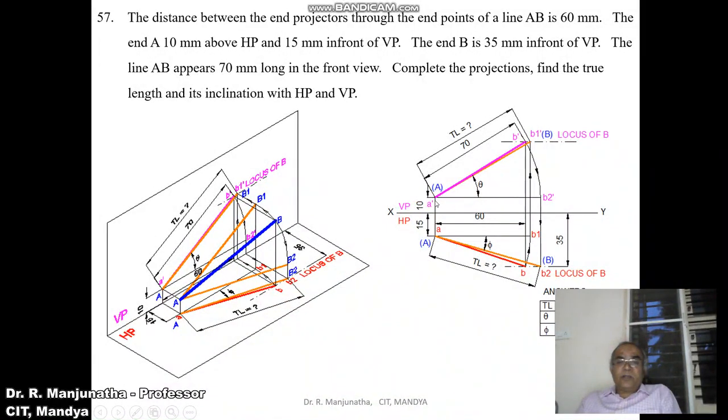By using the compass with A dash as center, taking the radius of A dash B1 dash, you measure the distance, which will be the true length: 72.8 when you are doing it in computer, and when you are doing it manually, it will be 73. By using the protractor with A dash as center, with respect to the horizontal line, you measure the angle with respect to the XY line. So theta will be measured, which in CAD is 29.69, and when you are doing it manually, it will be 30 degrees.